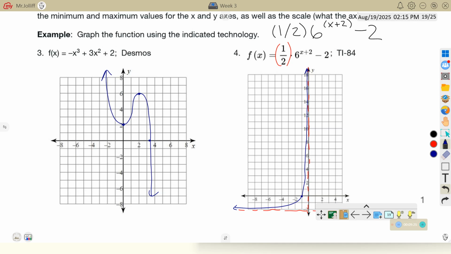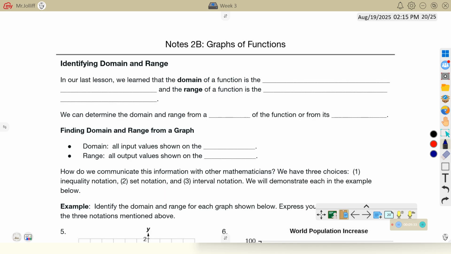All right. Questions on the technology part? No. Okay. So next little business. He's talking about domain and range.